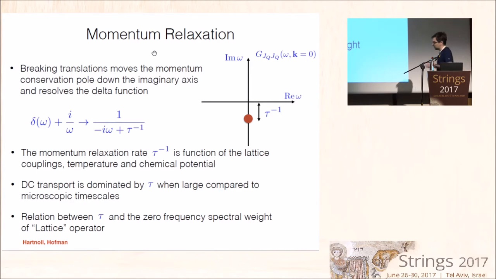Now, tau is a function of temperature, and as I'm lowering the temperature of the system, there are several things that can happen. This pole can just go back to the origin of the axis, and translations will be restored, and momentum will stop relaxing. Or it can go down, and it can join the other, more microscopic timescales of the system, and this is when I will have incoherent transport.